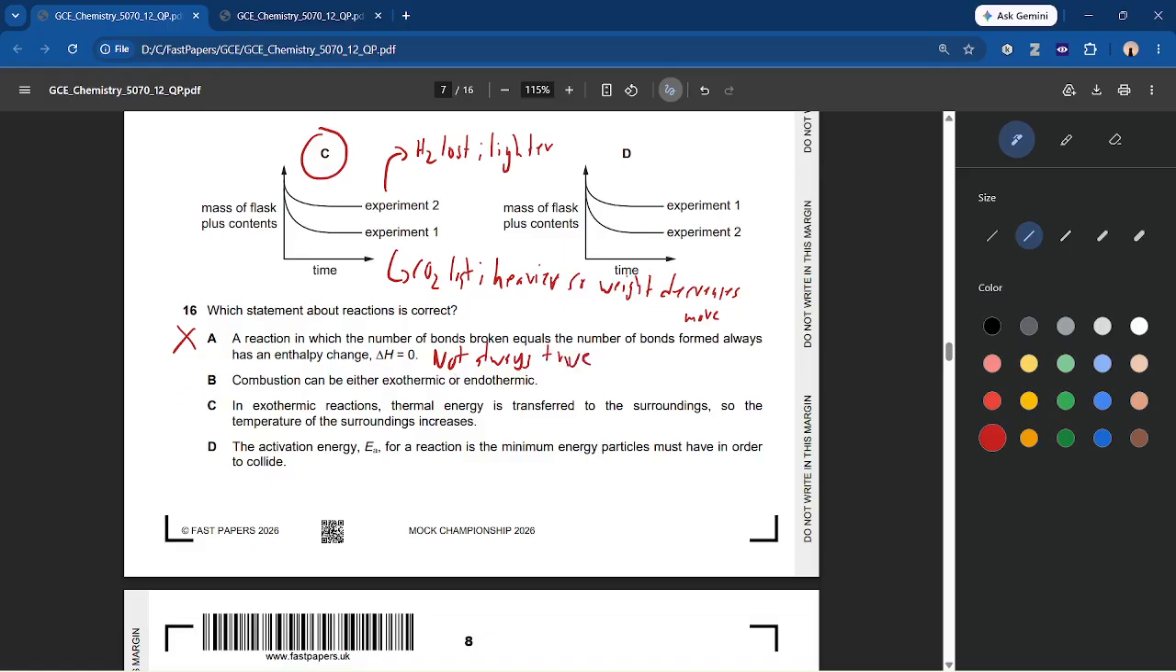Combustion can be either exothermic or endothermic. Not true. Combustion is always exothermic. In exothermic reactions, the thermal energy is transferred to the surroundings, so the temperature of the surroundings increases. Yeah, but let's take a look at D before we calculate. The activation energy for a reaction is the minimum energy particles must have in order to collide. No, that is not true. Activation energy is the energy required for successful collisions. So this is not correct either, so the answer is going to be C. Let me do a proper circle for that.